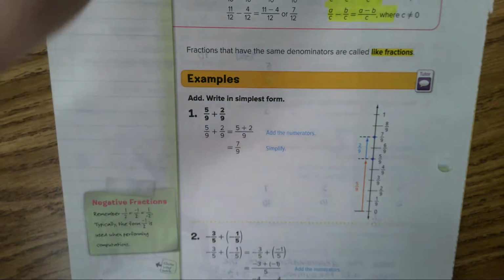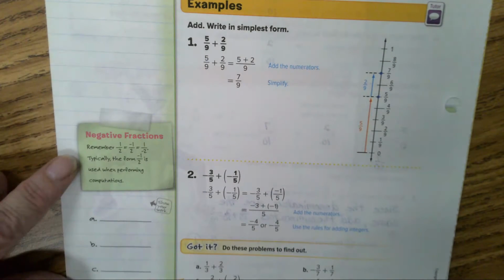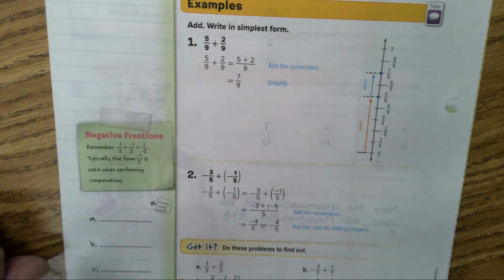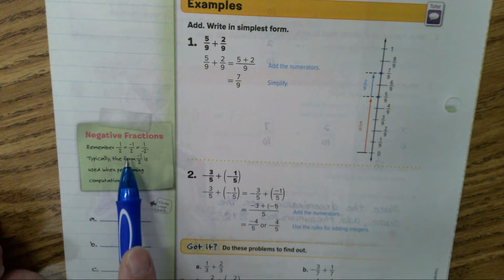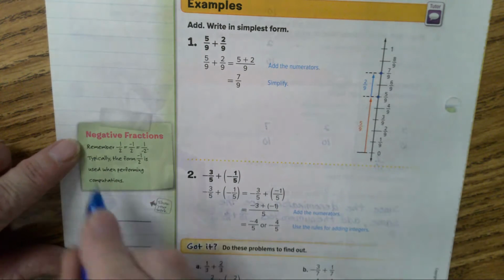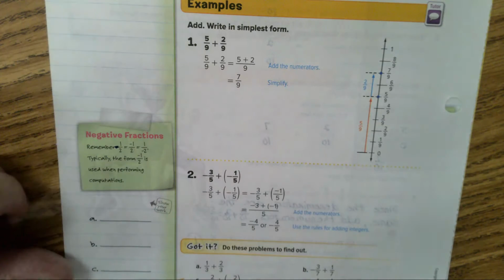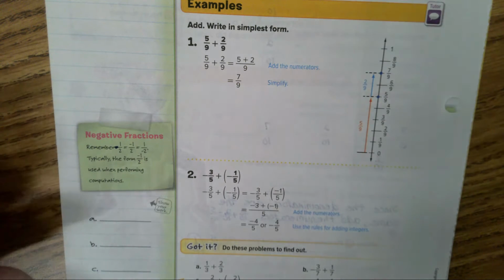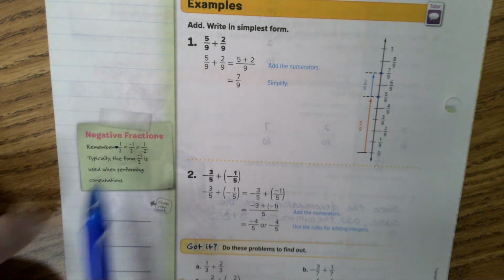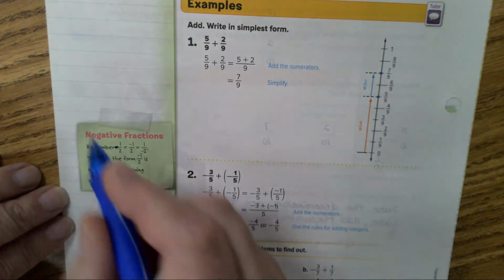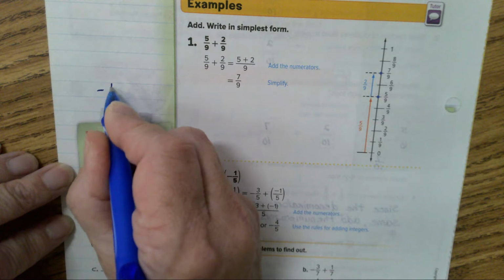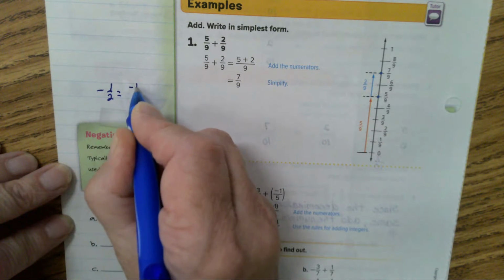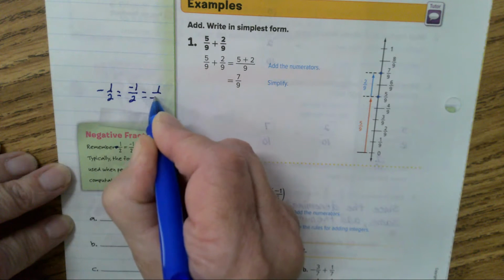Now we're going to add negative numbers into this situation. It says negative fractions over here. Remember, negative 1/2 equals negative 1 over 2, which equals 1 over negative 2. Oh, excuse me. There's a negative sign. See, it just blends right in. There's a negative sign right there, but it would look like it was part of the fraction bar. Typically, the form negative 1 over 2 is used when performing computations. So normally when they have a negative sign out in the front, you put it with the numerator, but you can also do it with the denominator. Either one of these. Let me just rewrite this again. Negative 1/2 is the same thing as negative 1 over 2 or 1 over negative 2.